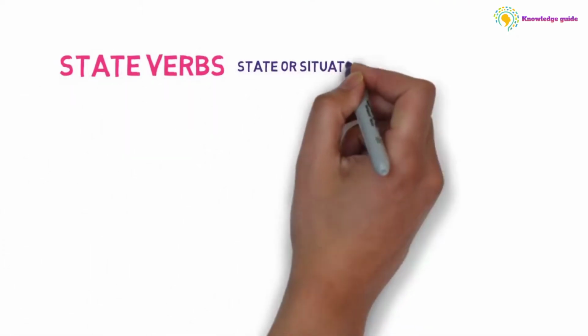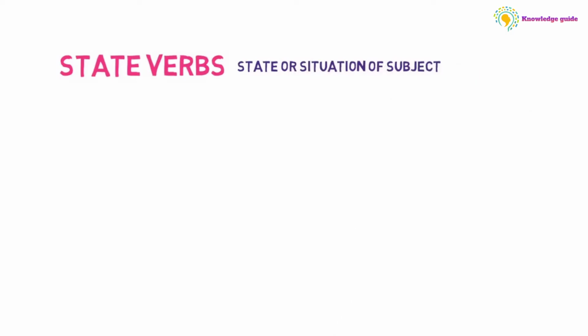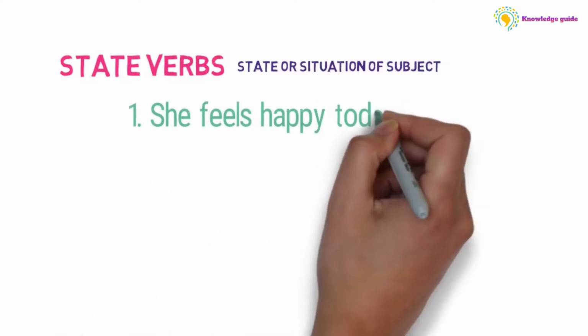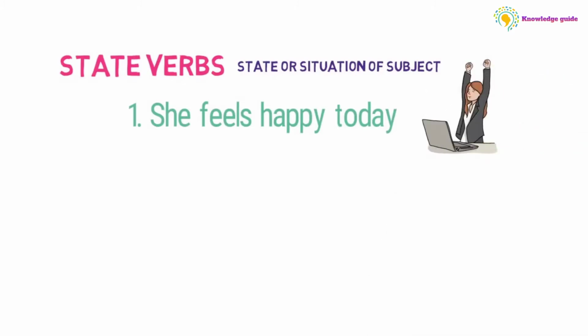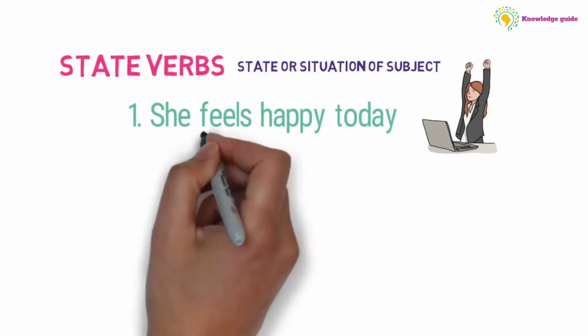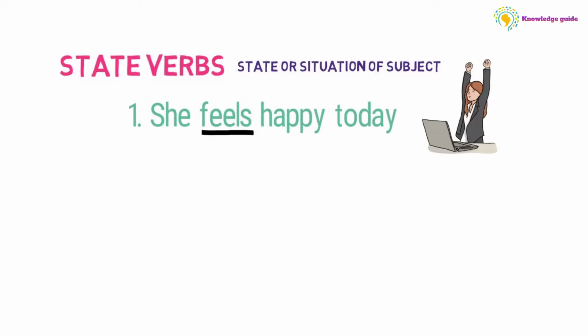Now let's look into state verbs. They show us the state or situation of subjects. So, she feels happy today. How does the girl feel here? The girl is feeling happy. So feels is a state verb.